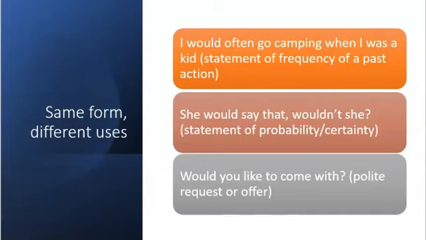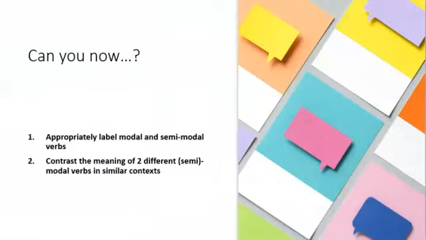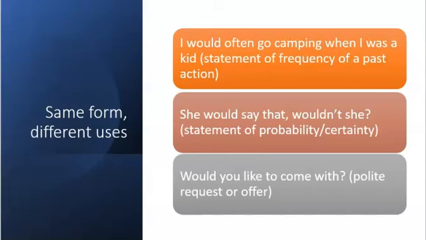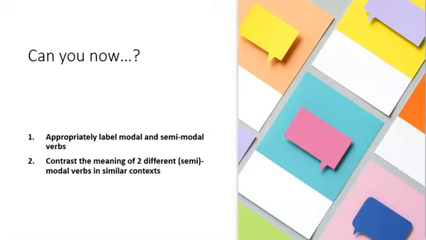Okay, so just to recap, appropriately label modal and semi-modal verbs. If we're talking about pure modals, we're talking about can, could, may, might, shall, should, will, would, and must. Semi-modal verbs are ought to, have to, be able to, be allowed to, and be able to contrast the meaning of 2 different ones in context. Like here we see it's the same modal, but the meaning is different.